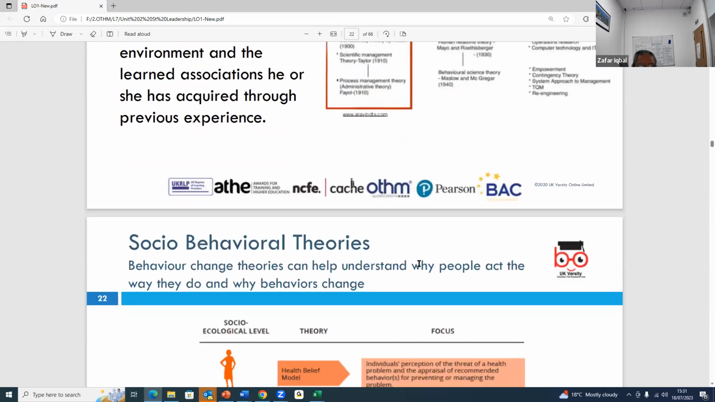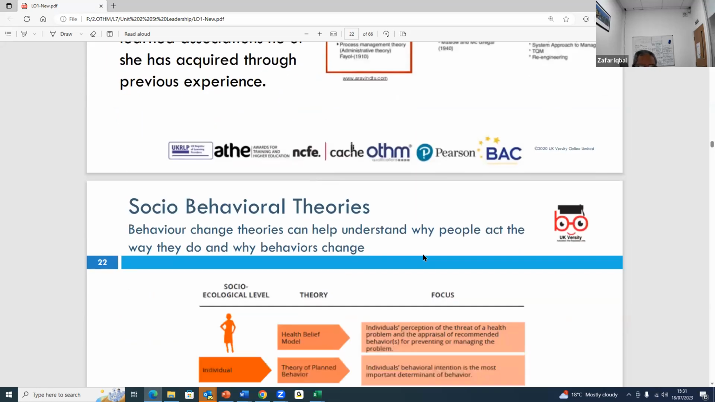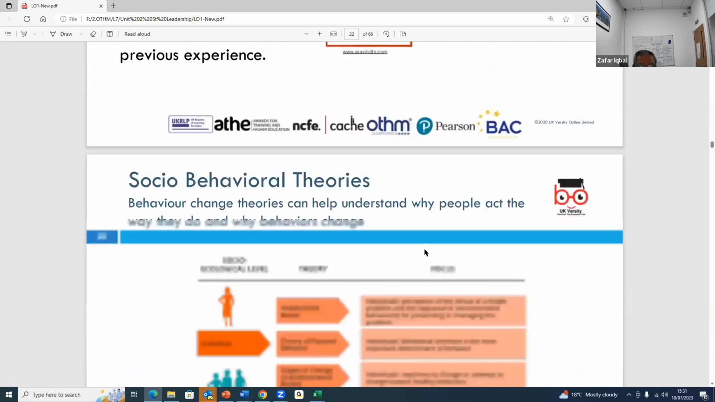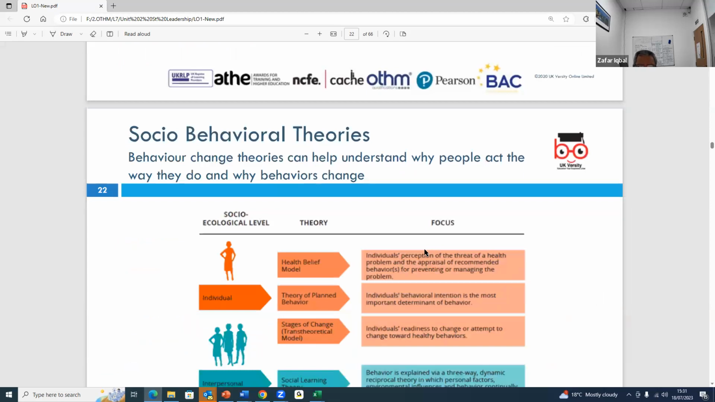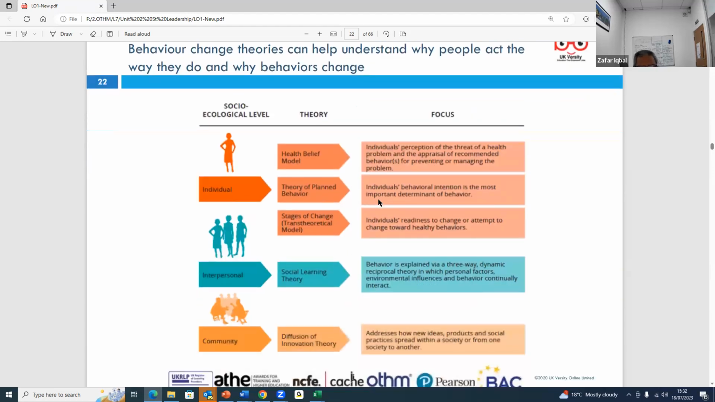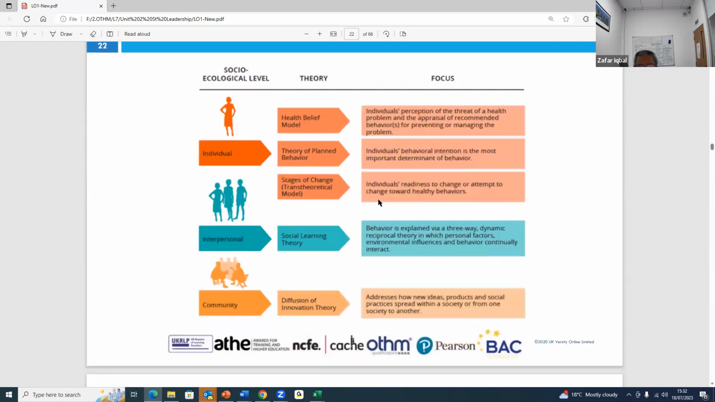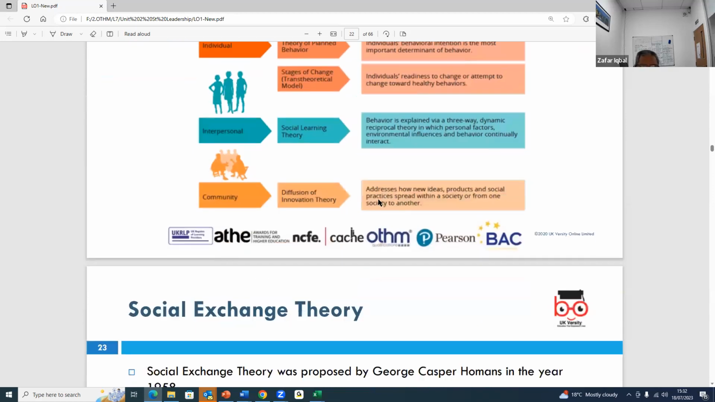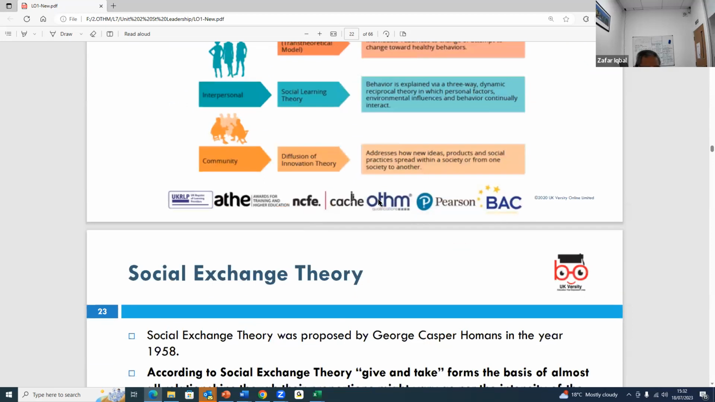Then you need to look at how these theories have developed into some kind of socio-behavioral theories. These theories can help us understand why people act the way they act and behave the way they behave. They focus mainly on individuals, interpersonal skills, and community. So they address these kinds of ideas. Over the years, they have changed their goals and their angle.